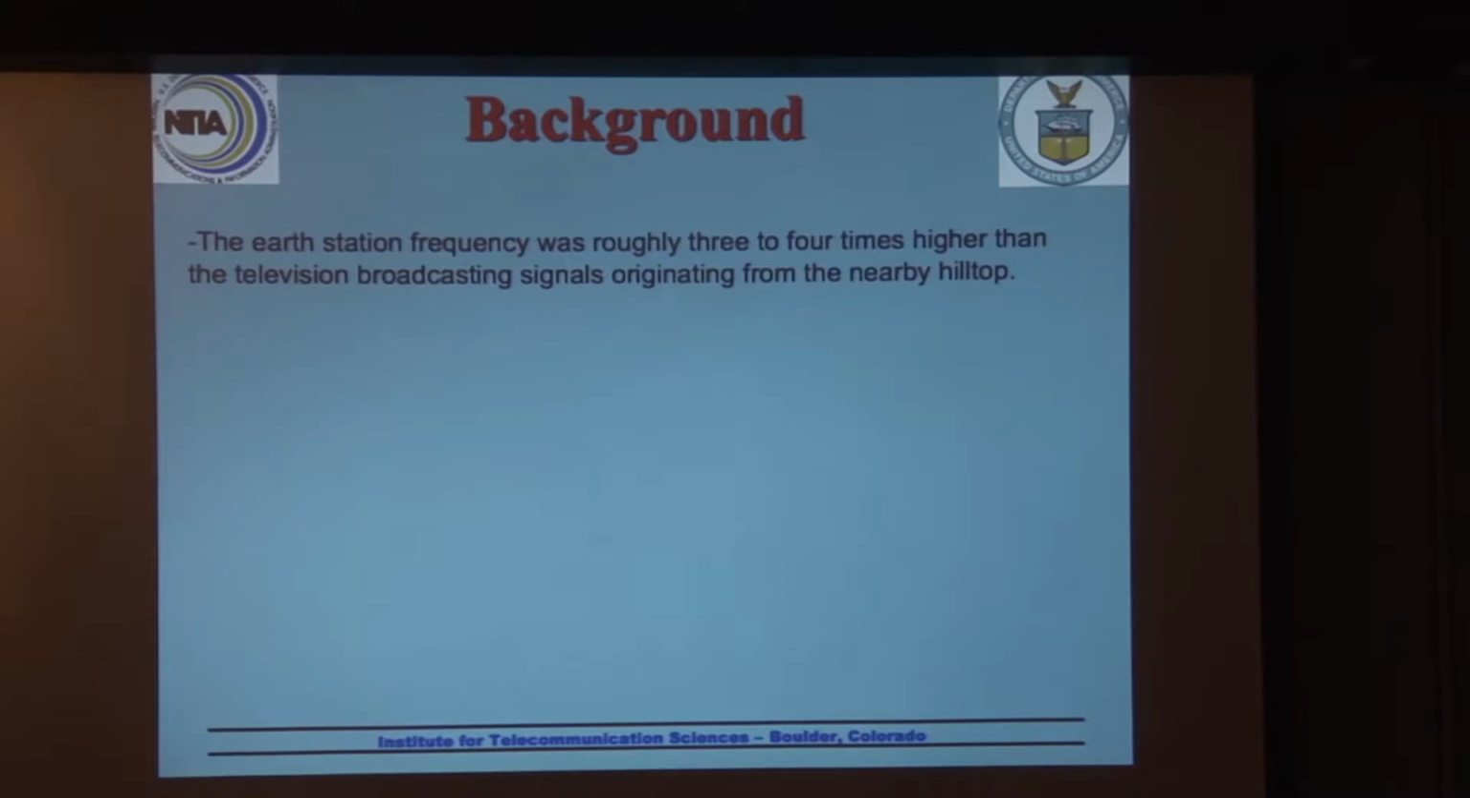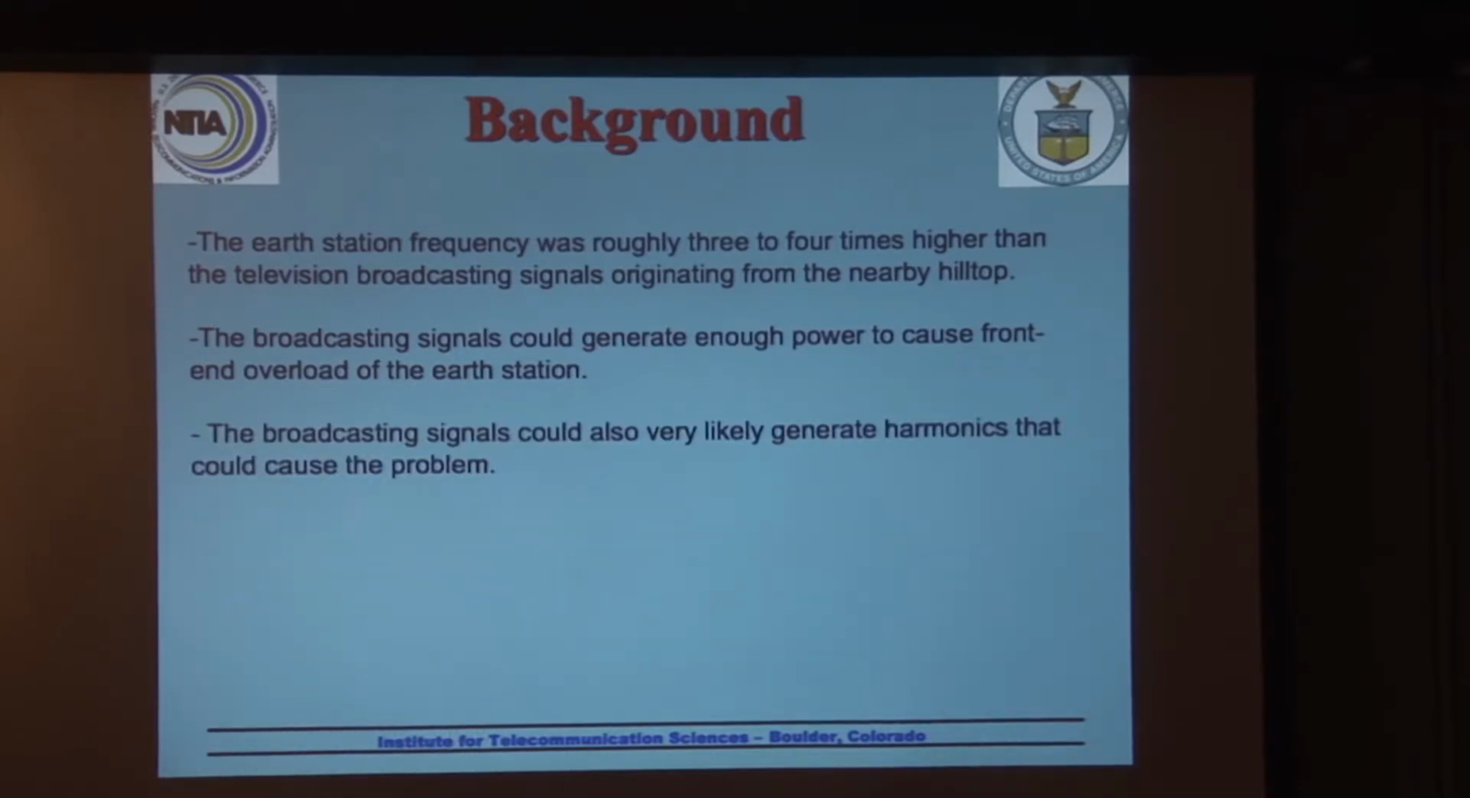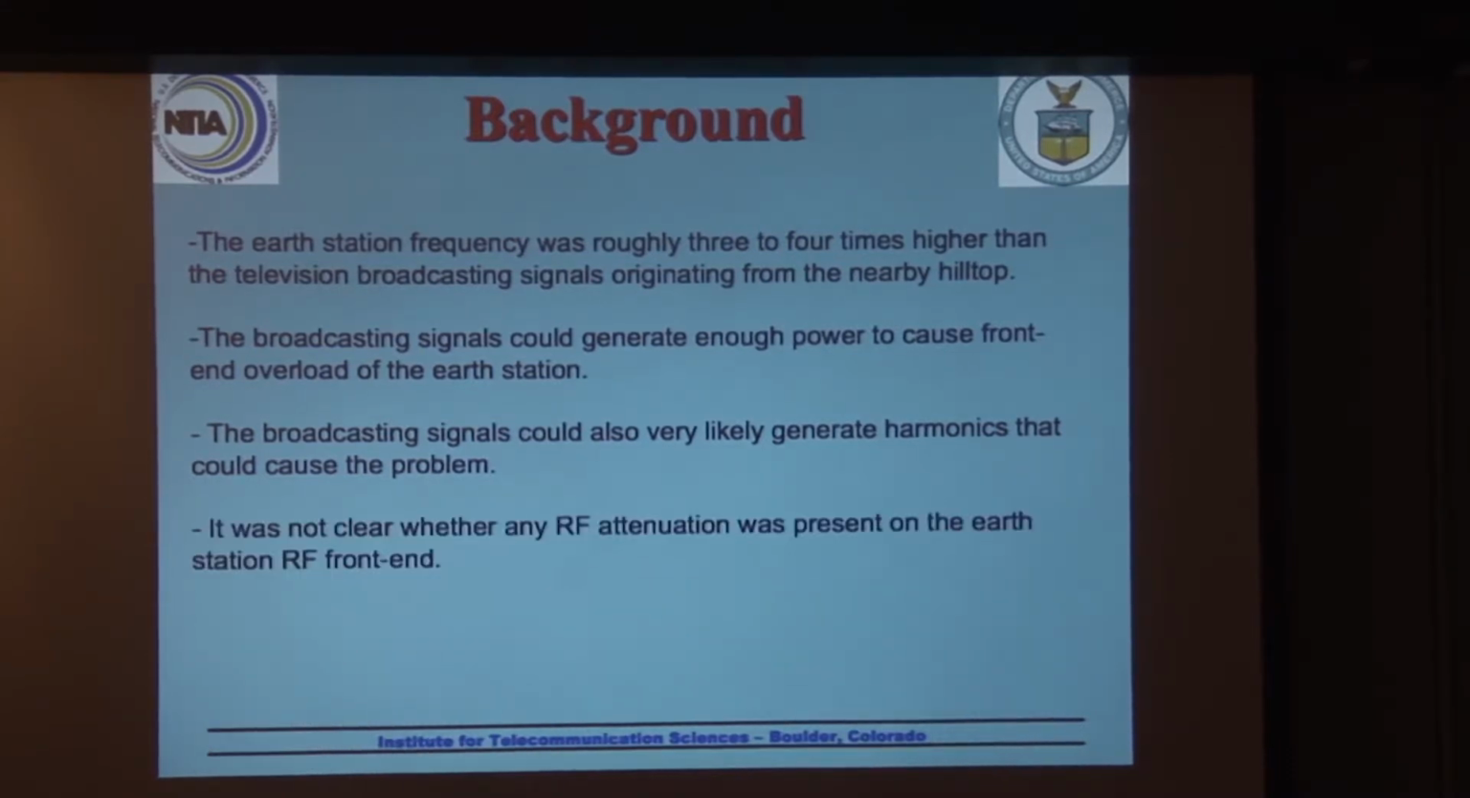So the pertinent fact to know here was that the earth station frequency was about 3 to 4 times higher than the television broadcast signals that were coming from the hilltop. And we knew that those broadcast signals were generating enough power to potentially cause front-end overload of the earth station receiver, but we also knew that broadcast signals can and do generate interference harmonics coming right out of the transmitters that could also cause problems that were co-channel to the earth station, because the earth station is about 3 to 4 times the frequency of the broadcast signals.